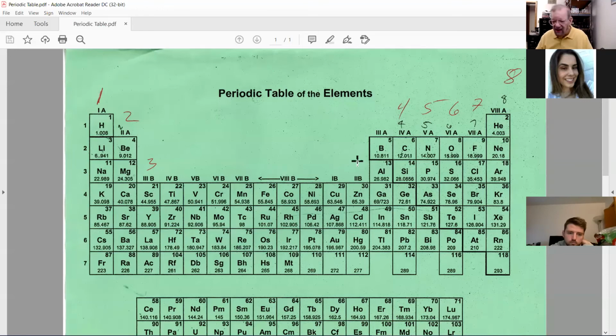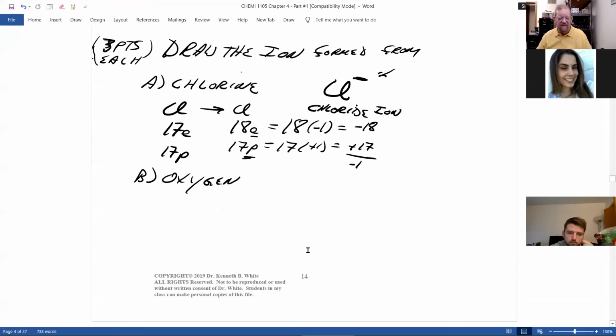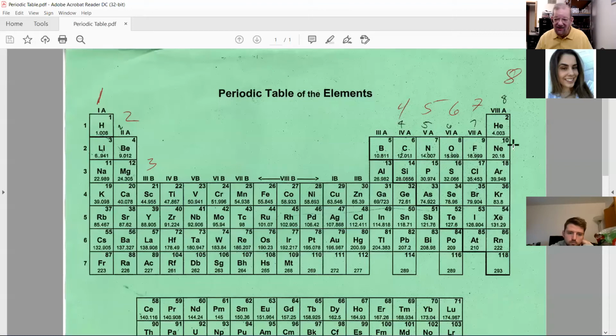Time's up. How many electrons and protons does oxygen have? You look at the atomic number. That's 8 protons, 8 electrons. So I have oxygen. It has 8 electrons, 8 protons. It wants to have the same number of electrons as the nearest noble gas, numerically based on atomic number. So we need to go back to our periodic table.